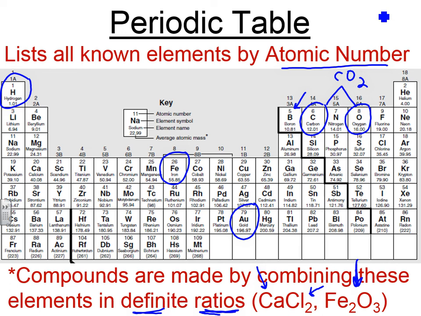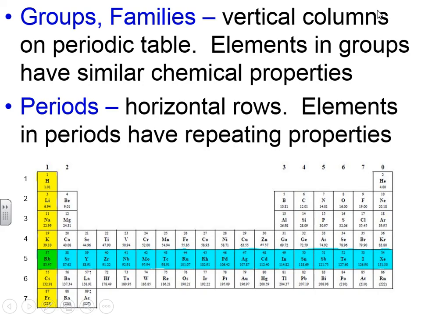So every element is listed on the periodic table, and we'll ask you to find them and get used to finding them. Now, the periodic table is actually broken up into groups and families, and then into periods. A group or family is a vertical column, so here in yellow is the first group or the first family on the periodic table. And the reason why they're called families is because they have similar chemical properties. So all these actually have a similar chemical property.